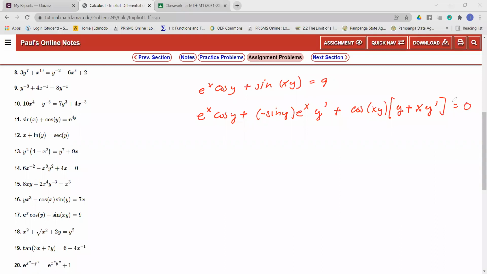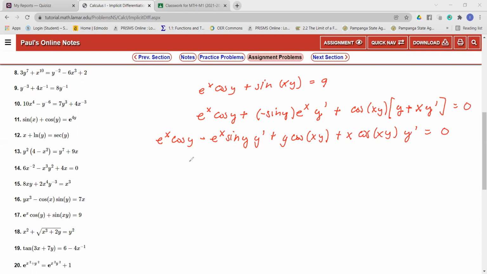Yan. Tingnan natin paano simplify lahat, ha? So, ito ngayon ay e to the x cosine y minus e to the x sine y y prime plus, ito ngayon, didistribute natin hindi dito sa xy, kundi sa buong cosine xy. So, y cosine xy plus x cosine xy y prime. Ayan. Equals 0. So, lahat ng may y prime again, magsasama. Tapos yung wala, lilipat sa kabila.